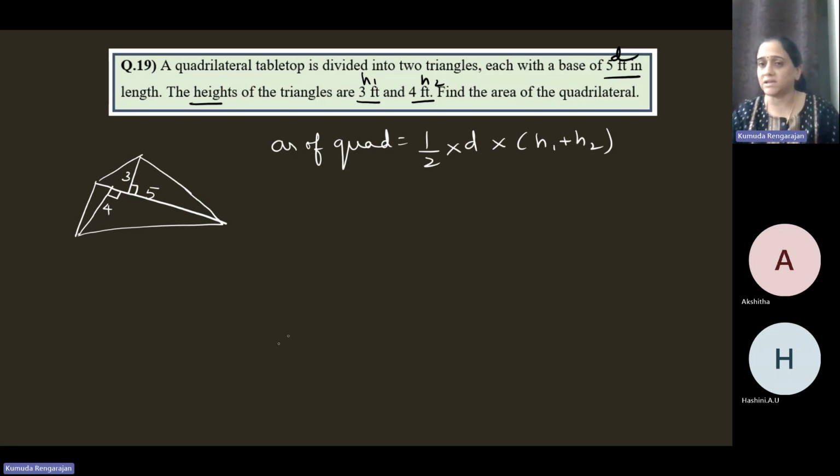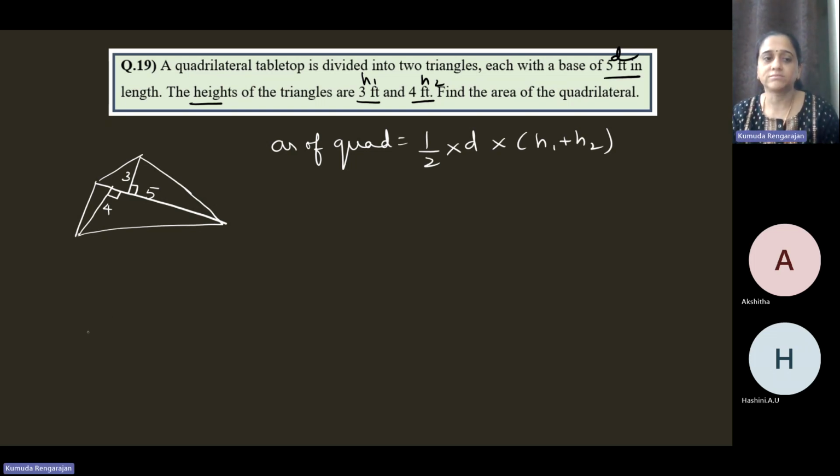A quadrilateral is divided into 2 triangles. The diagonal only can divide it into 2 triangles. So you should join the diagonal. Only then you can have 2 triangles. The diagonal is the common base, and the heights on the common base are given to you.